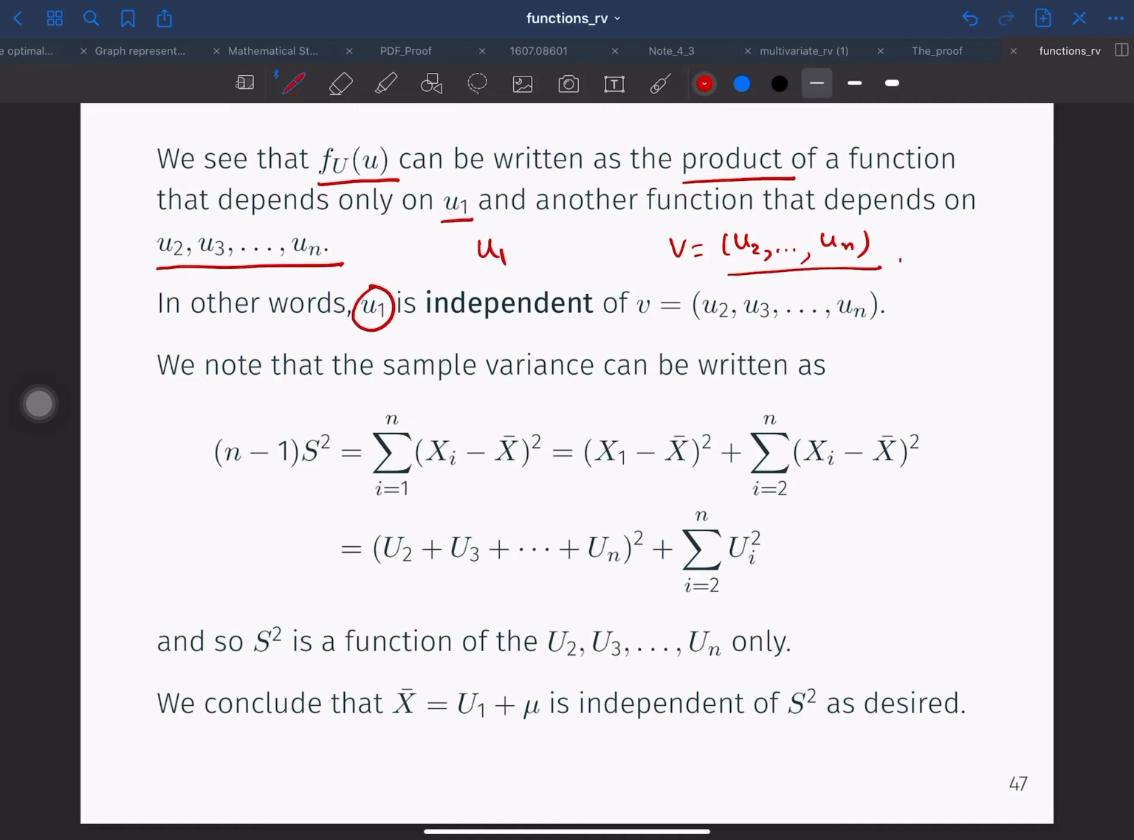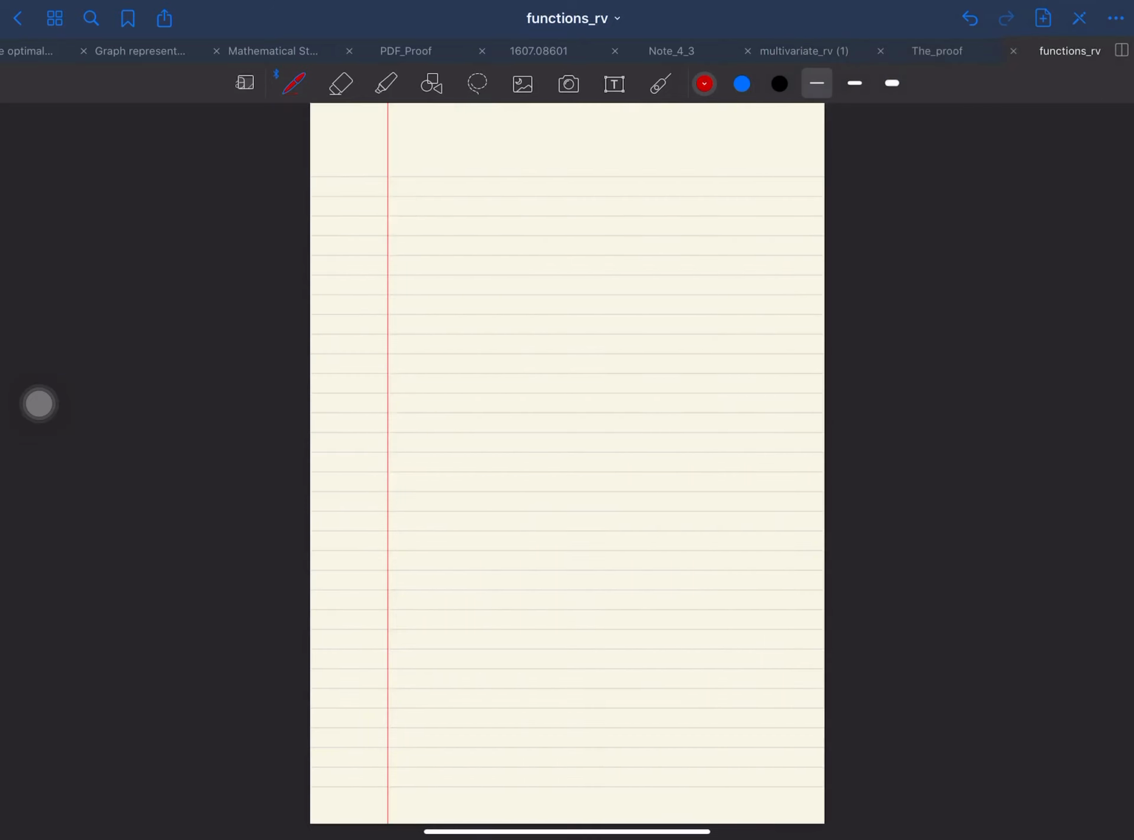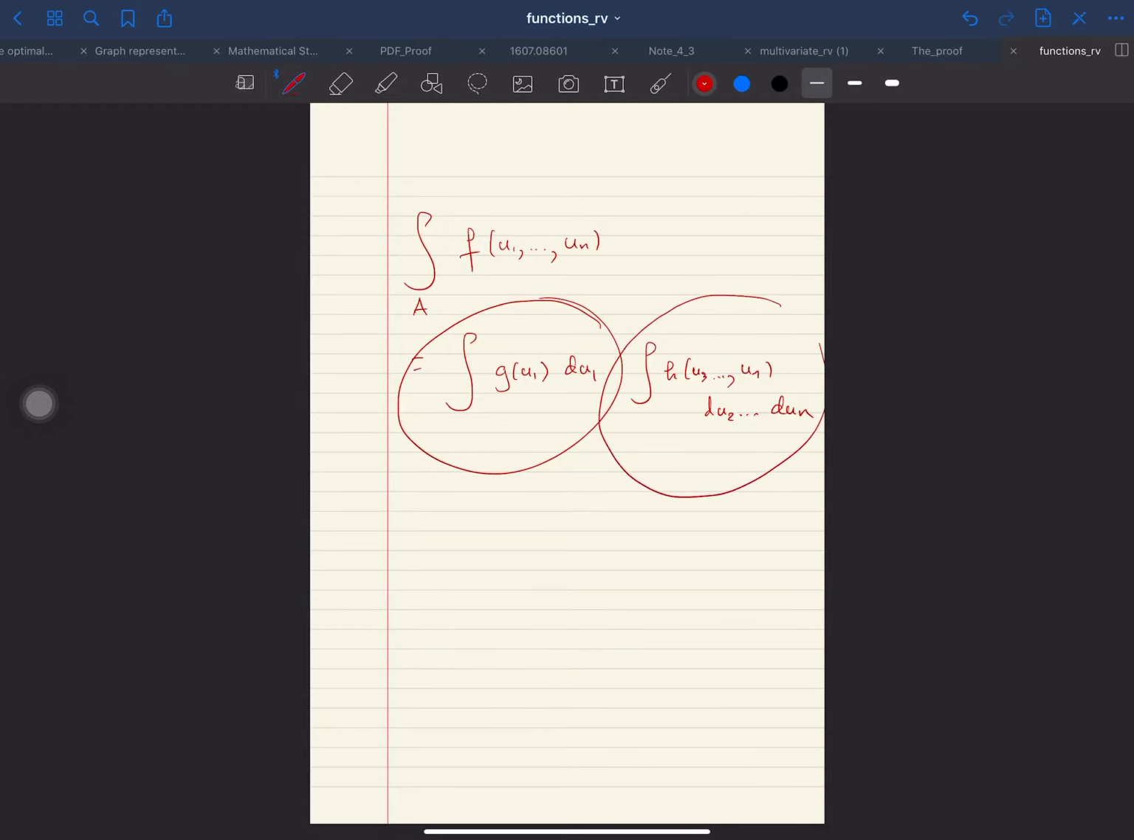And this is quite true because, as you can easily see, what this basically means is that if I take the integration of the joint PDF f of u1 up to un over any set A, I can write this as the integration of some function g of u1 du1 times some function h of u2 up to un du2 up to dun. So by this fact, this event is independent of this collection of events.